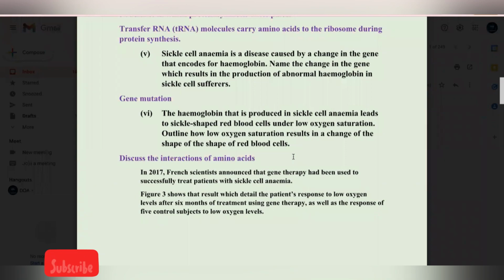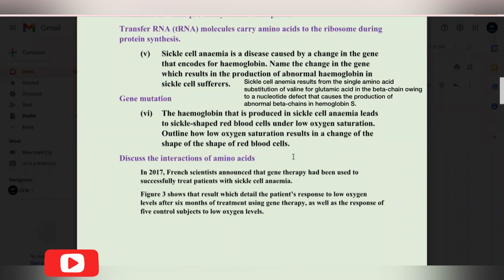Part 5. Sickle cell anemia is a disease caused by a change in the gene that encodes for hemoglobin. Name the change in the gene which results in the production of abnormal hemoglobin in sickle cell sufferers. So the first thing that should come to your minds is gene mutation. And recall, gene mutation is a change in one or more genes. And in the case of sickle cell anemia, what happens is that there is a change in the gene due to a substitution mutation in the 6th triplet of the gene for beta globin.